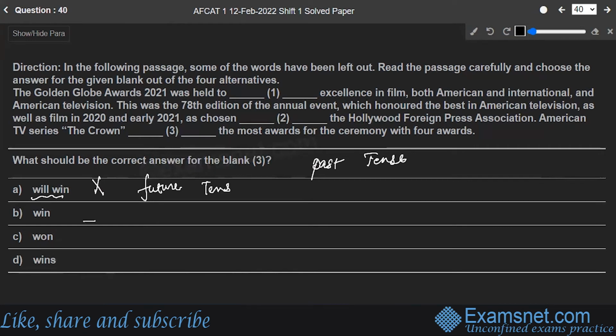Win and wins, they both are incorrect because they are in the present tense. So obviously these both are out of the question. Then let's see. Won is the past tense. Option one is correct because it is the past participle form of the verb.